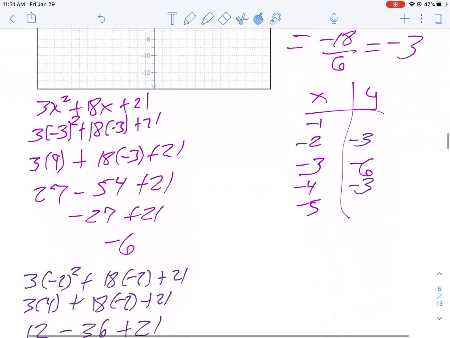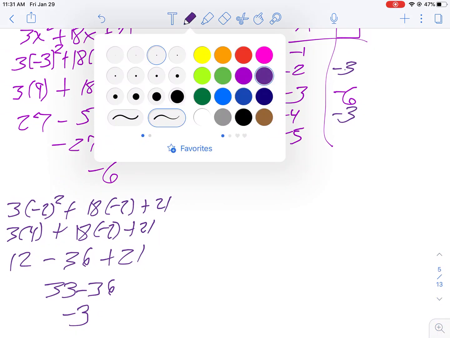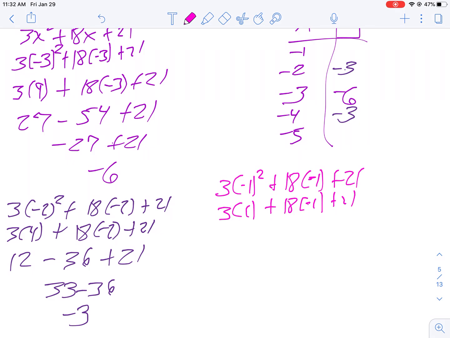Finally, let's do -1. So we're going to say 3 times negative 1 squared plus 18 times negative 1 plus 21. Well, negative 1 squared is positive 1. Let me fix that 21. Well, 3 times 1 is 3. 18 times negative 1 is negative 18 plus 21.